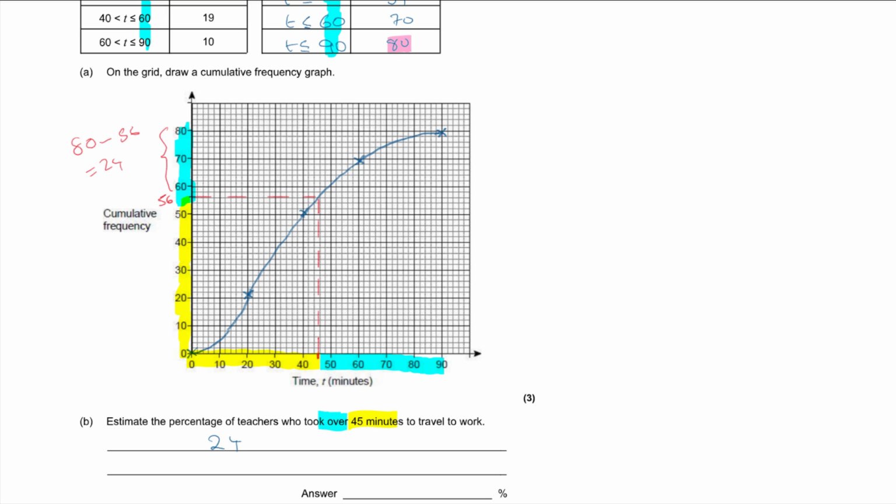That's a very long time to travel to work. Teachers, go and live a bit closer to your school.